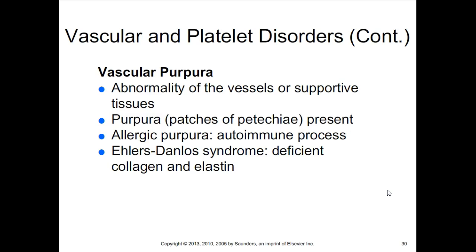So the different types of collagen, and Ehlers-Danlos makes people really stretchy. I don't know if you've ever seen these people. They're super stretchy because they have a deficient collagen. They're going to have the elastic fibers, so they have super stretchy skin, super stretchy joints and stuff like that.